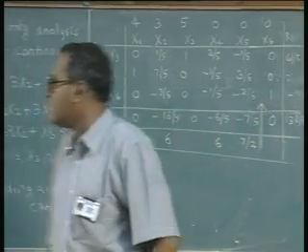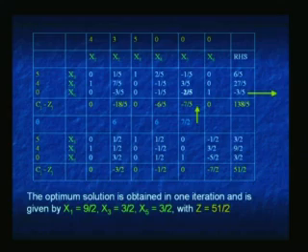Now we go back and perform a dual simplex iteration by leaving out variable x6 and entering variable x5, and within one iteration we get the solution. The optimum solution is x3 equal to 3 by 2, x1 equal to 9 by 2, and x5 equal to 3 by 2 with z equal to 51 by 2, which is shown here.